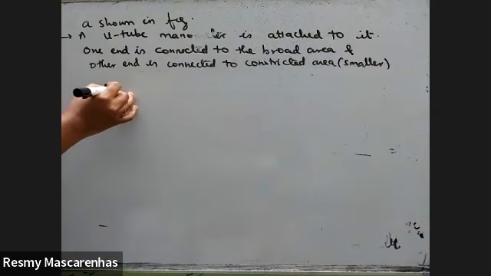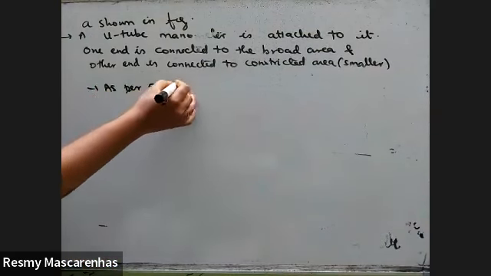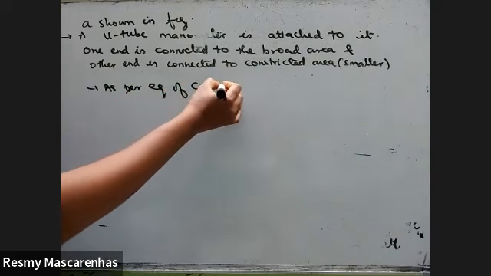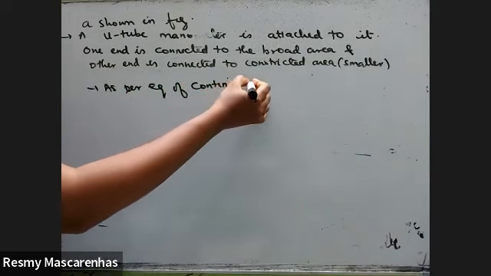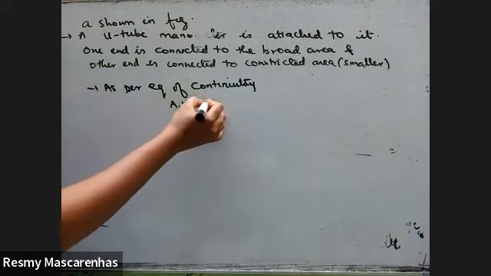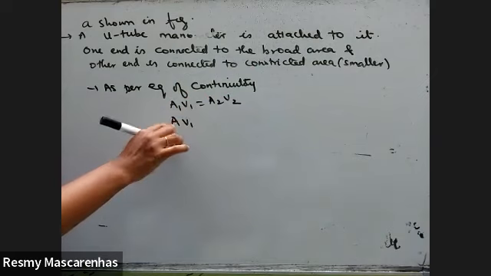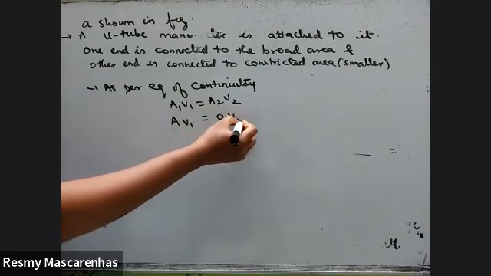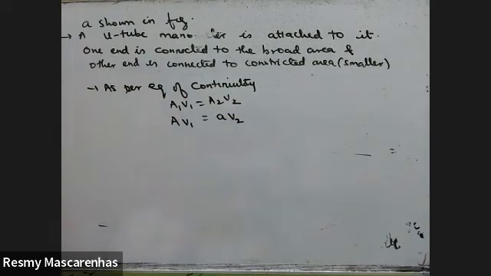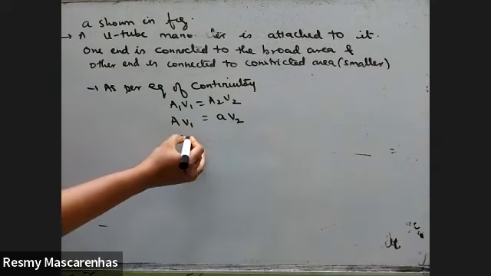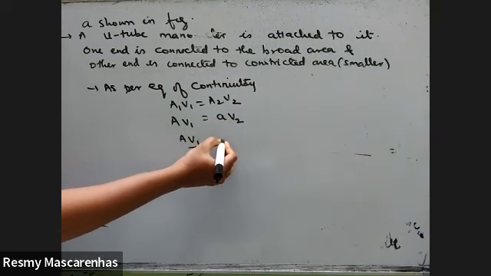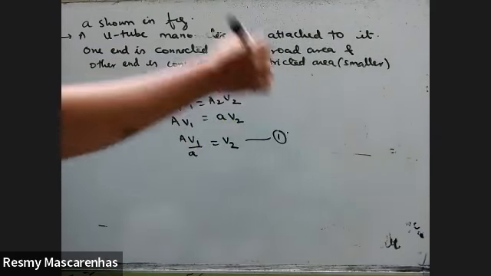So as per the equation of continuity, A1 V1 is always equal to A2 V2. Now which areas are we using? Capital A, and this I'm using as small a. So what is V2? Now this is equation 1.